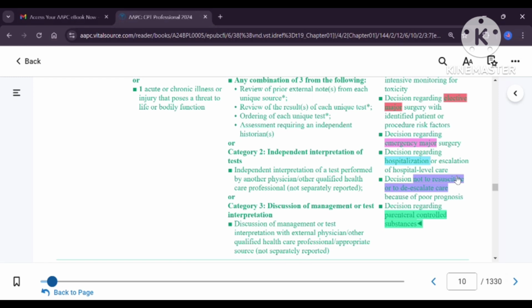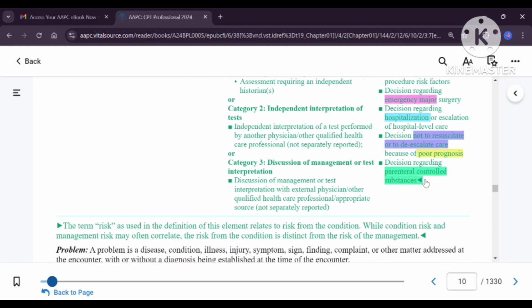Then the next point is decision not to resuscitate or to de-escalate care because of poor prognosis. That means here they are not going to further escalate the care. They are not going to give more treatment, or they are going to reduce the treatment, de-escalate the care, because of poor prognosis. That means even with this treatment, there is a chance of less survival for the patient. The patient will not survive even with high care. So we are going to either reduce the care or not go up to a higher level of care. That is all considered as high level of MDM.